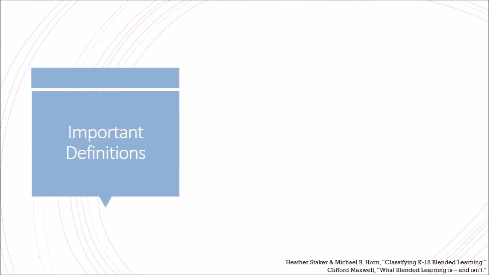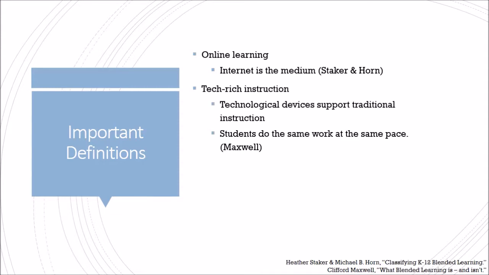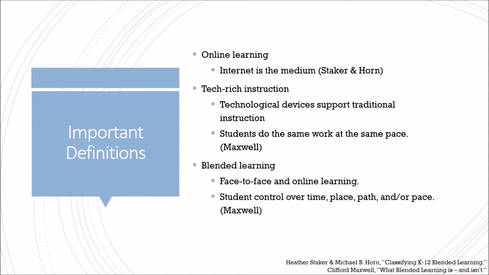Definitions we should clarify and get out of the way are the following. Online learning is a mode or technique of education where content and instruction are delivered primarily over the internet. Tech-rich instruction is another model of education where technological devices are used as support for the traditional instruction and enable students to do the same work at the same pace. Lastly, blended learning involves any formal education program in which a student learns partly in a supervised brick-and-mortar location away from home and in another part through online learning, with some element of student control over time, place, path, and/or pace.